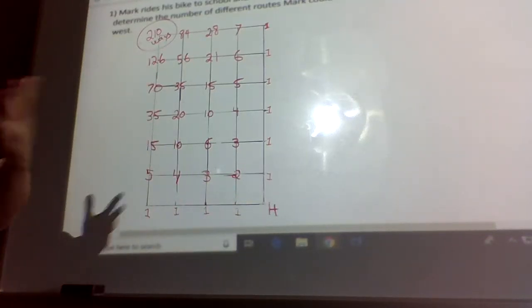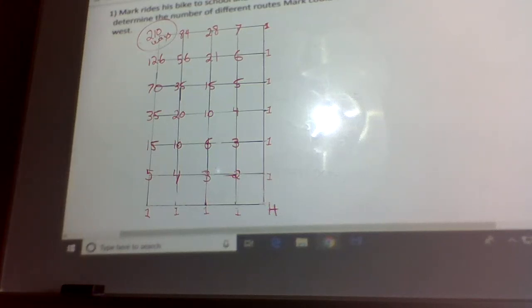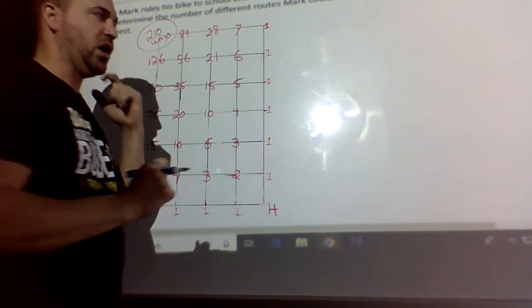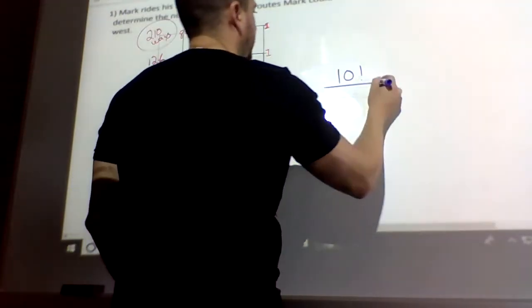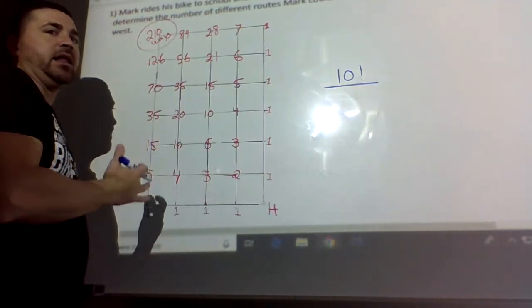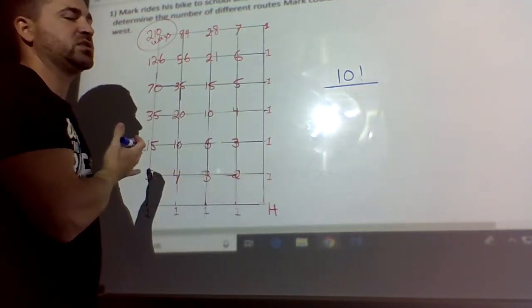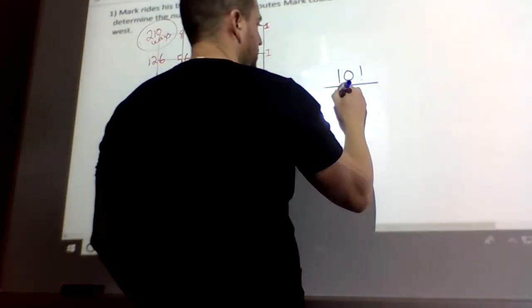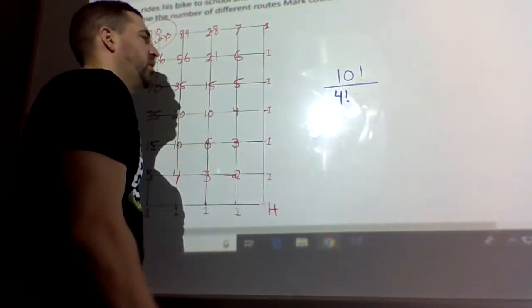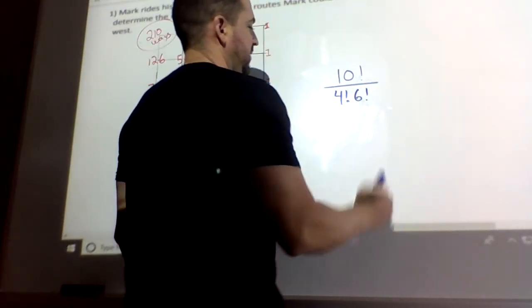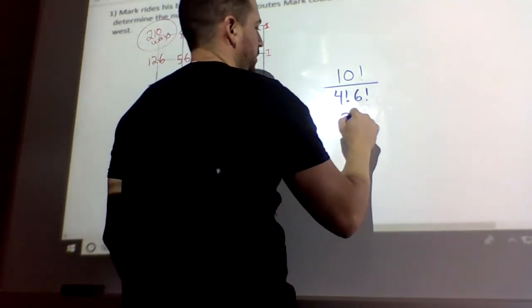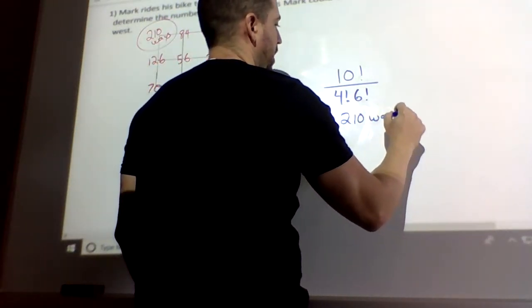Okay, now I'm going to show you the second method, which is actually quite easy, but I would want you to do the map on a test. In total, there's 10 blocks, so it would be 10 factorial. But there are 4 blocks going west, and we consider them like elements, so we divide by 4 factorial. And he goes 6 blocks north, and we consider those like elements, so we divide by 6 factorial. When you do that, you'll get the answer of 210 ways.